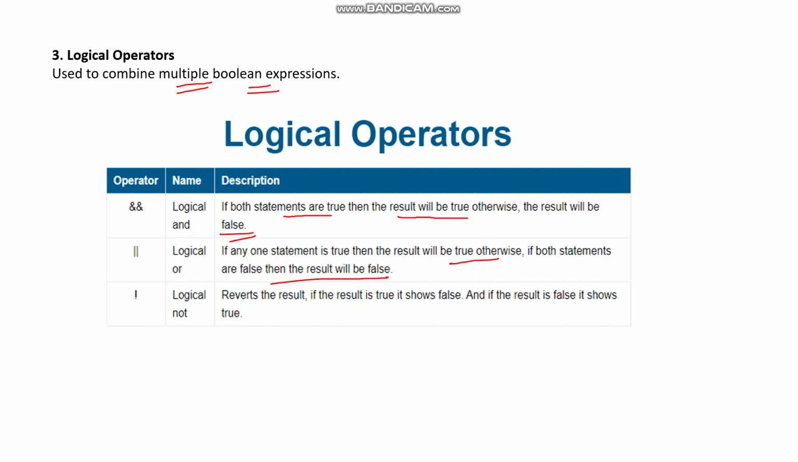Not. Not gives the opposite value here. The logical not symbol reverses the result. Meaning if the result is true, then it shows the false value, and if the result is false, then it shows the true value. This is about the logical operators.